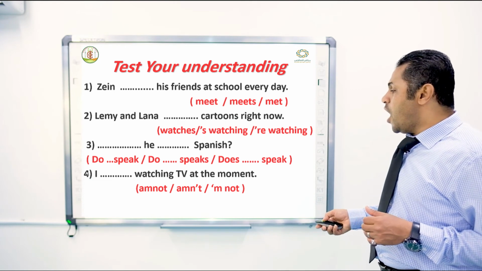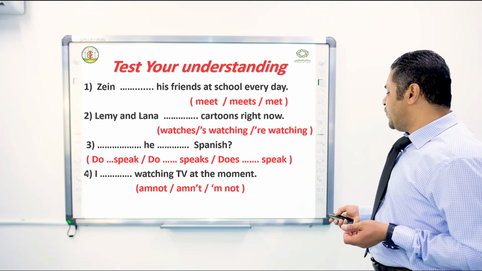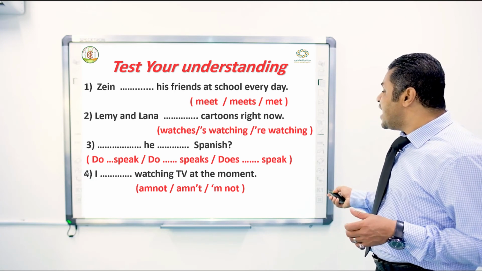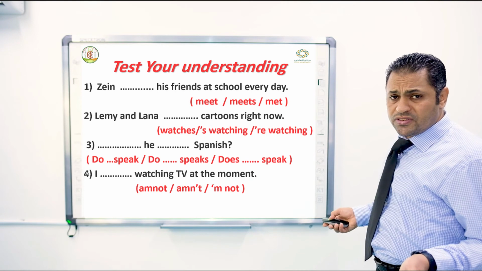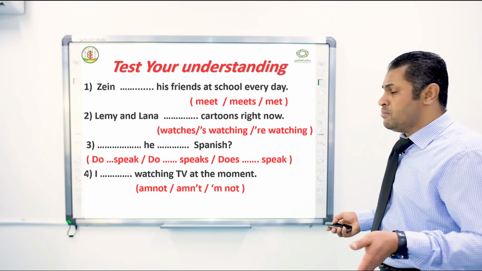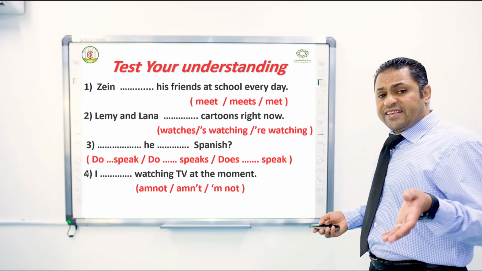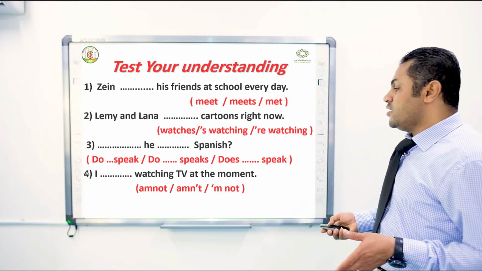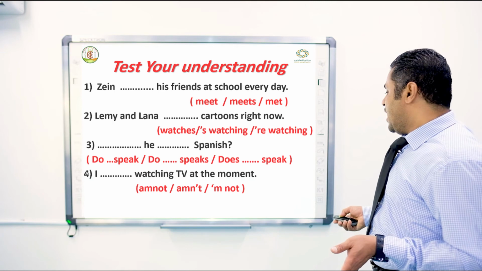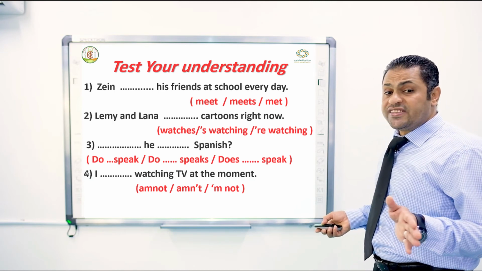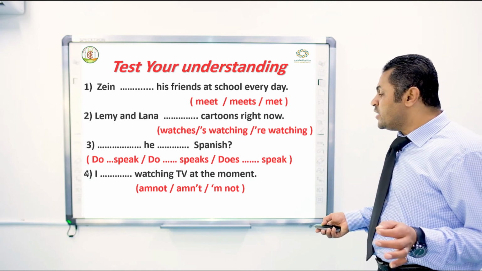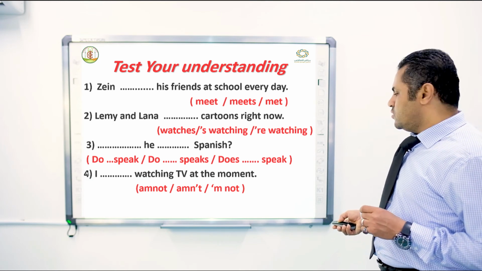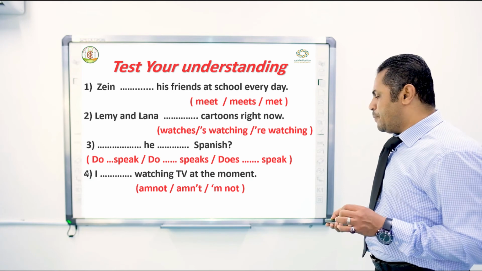Number four, I blank watching TV at the moment. At the moment, such as now. At this moment. Something is happening at the moment. So it's a present progressive again. I blank watching TV at the moment. Look at the choices carefully. Number one, am not. Number two, amn't. Number three, apostrophe m not.